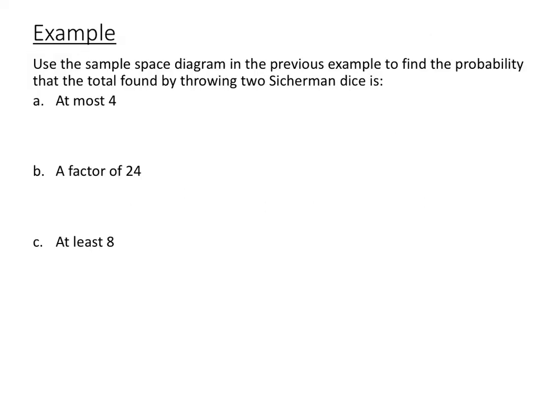So for this last example here, we're going to use the sample space diagram from the previous example with the 2 Cyckerman dice. And if you throw 2 Cyckerman dice and you want to add up the total, you're going to find the probability of A, at most 4 shows up, B, a factor of 24 shows up, or C, at least 8. So try those 3.